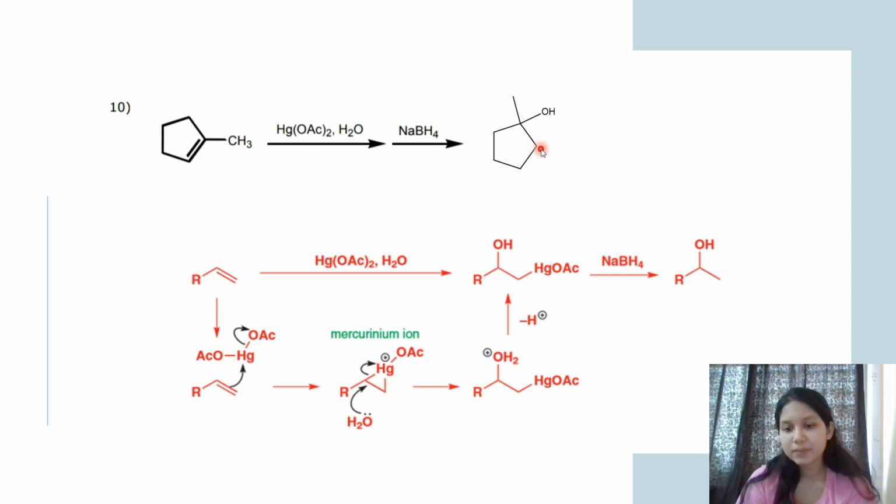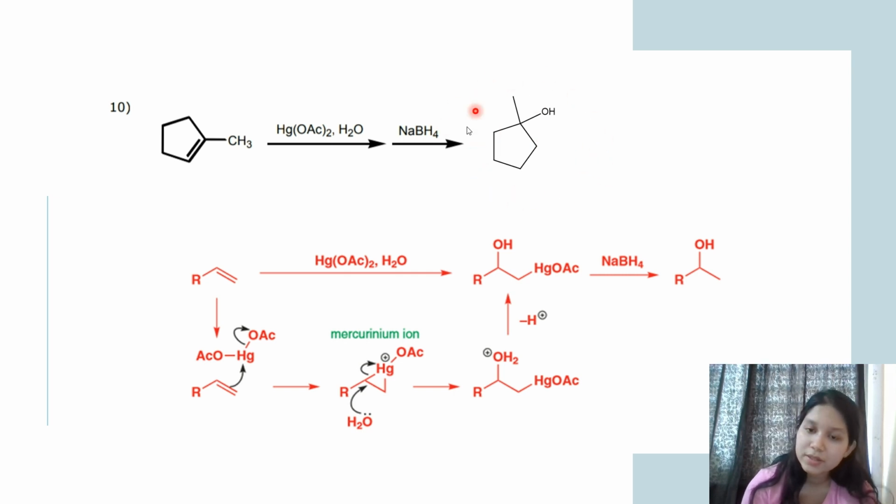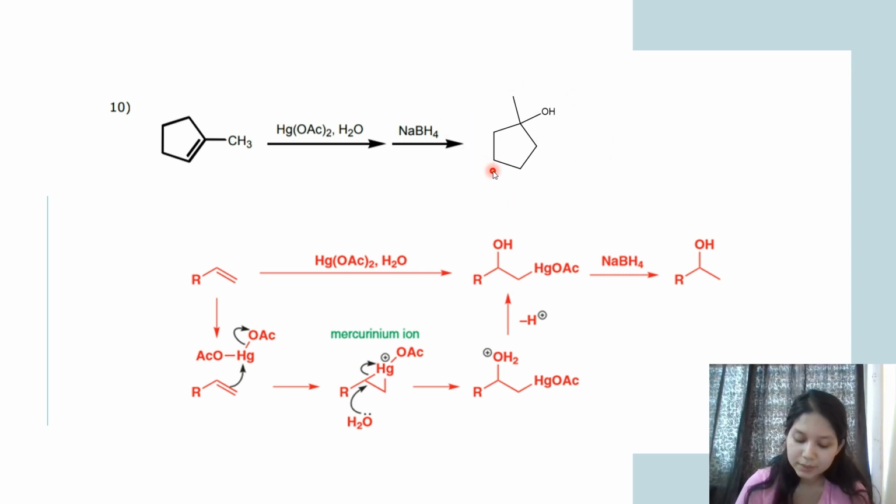So the reaction mechanism is following the Markovnikov regioselectivity, because the hydrogen, that means the hydride at last, is eventually getting added following the Markovnikov rule. Thus, if you treat this methyl substituted cyclopentene with mercury acetate in water followed by treatment with sodium borohydride, you get this tertiary alcohol. Okay, I hope this was clear to you.